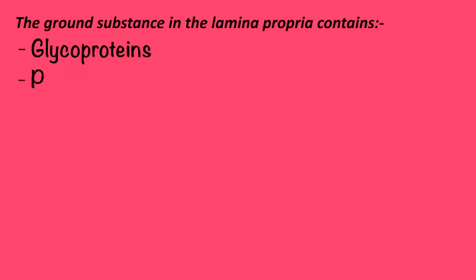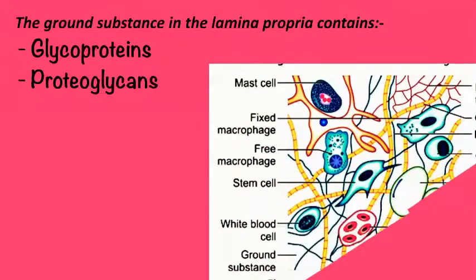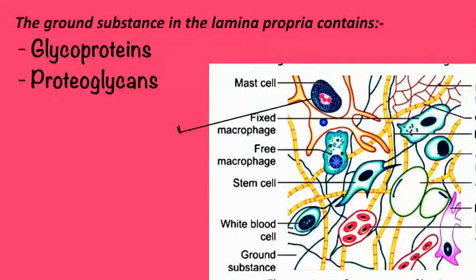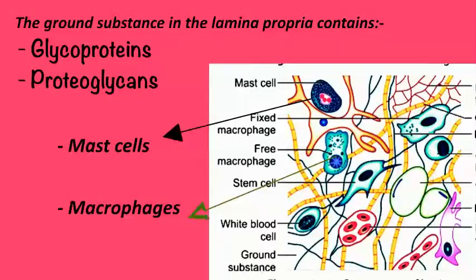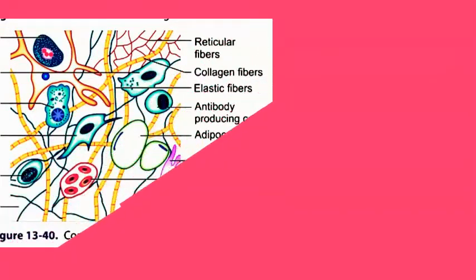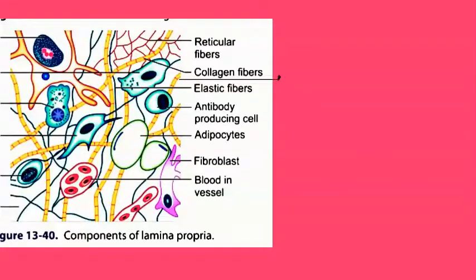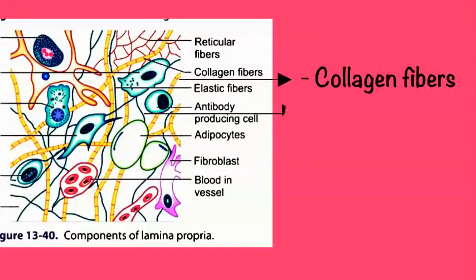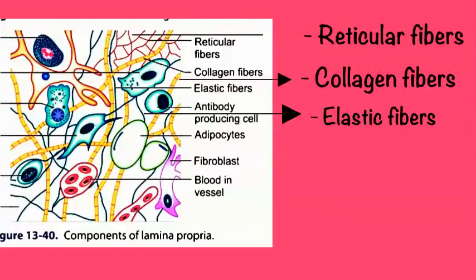The ground substance is composed of proteoglycans and glycoproteins. In addition to mast cells, macrophages, fibroblasts, and inflammatory cells are seen. The extracellular matrix is composed of collagen fibers, mainly of type 1 (90%) and type 3 (8%). A small amount of elastic fibers are present, which do not form bundles like collagen fibers.